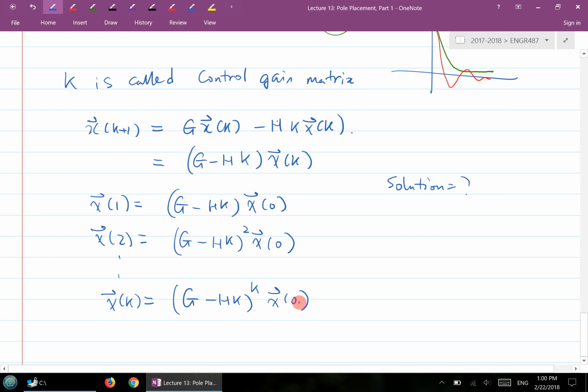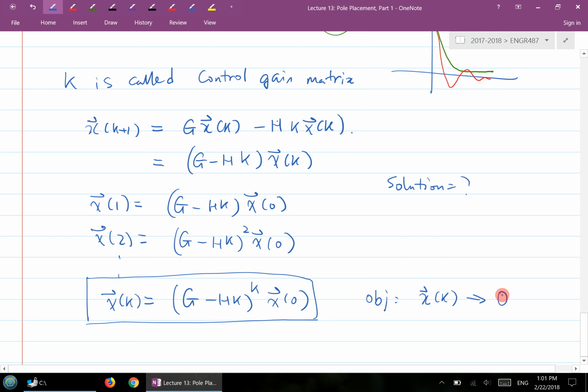Okay. Let's check out this solution here. Let's look at the solution. Remember, what's the objective? The objective is what? You want your x of k to go back to 0.